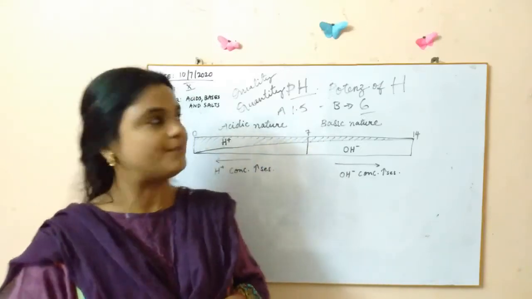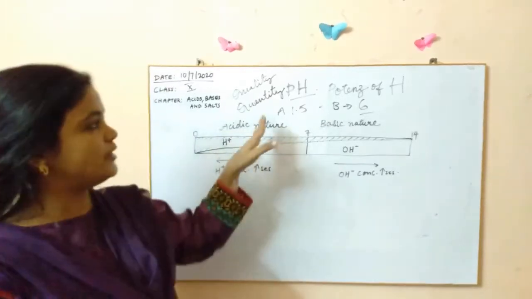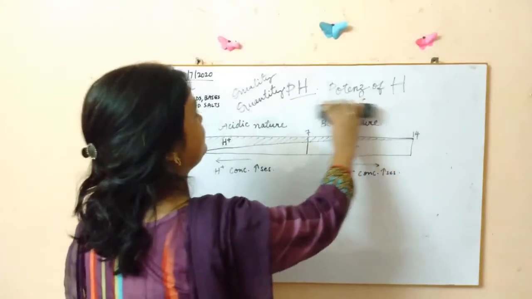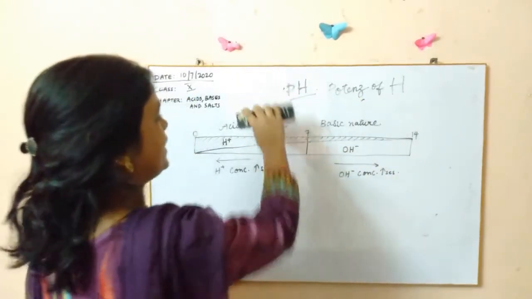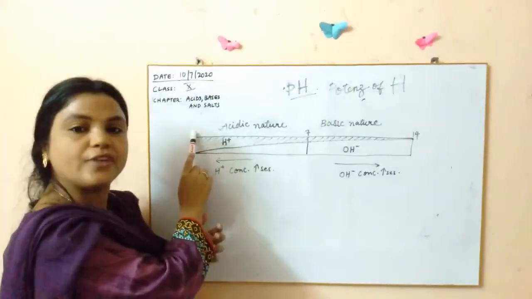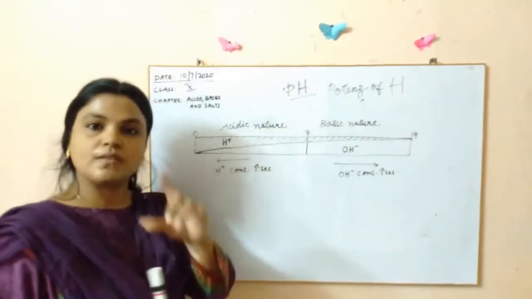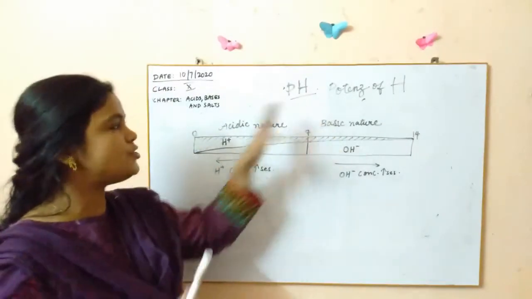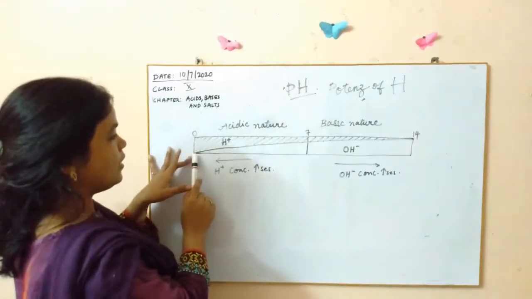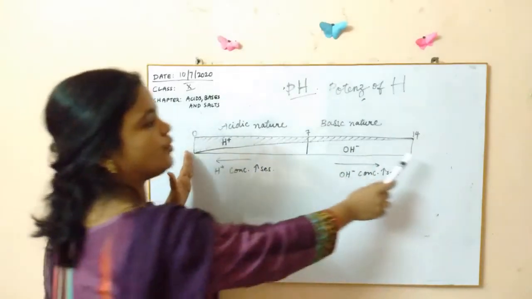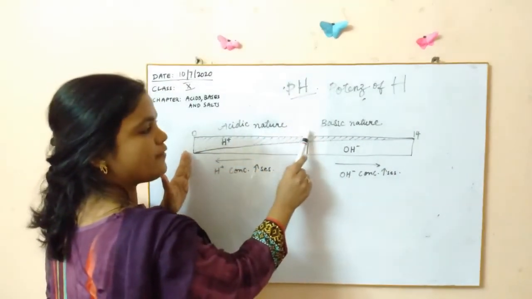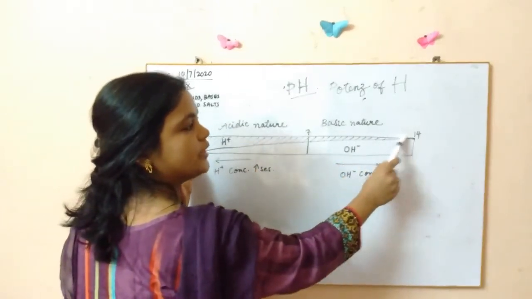Okay, children. Before we go into the examples of pH, let us consider the pH scale here. This pH scale consists of values ranging from 0 to 14, children. So what is the value range of pH? From 0 to 14. And as you move from left to right, the values increase: 0, 1, 2, 3, 4, 5, 6, 7, 8, 9, 10, 11, 12, 13 and 14.